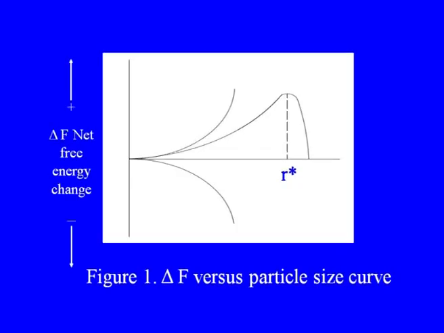Once the critical radius r star is exceeded, further growth results in a decrease of free energy and can proceed spontaneously at the temperature of supercooling. This is shown in figure 1. Here, this is the critical radius r star.